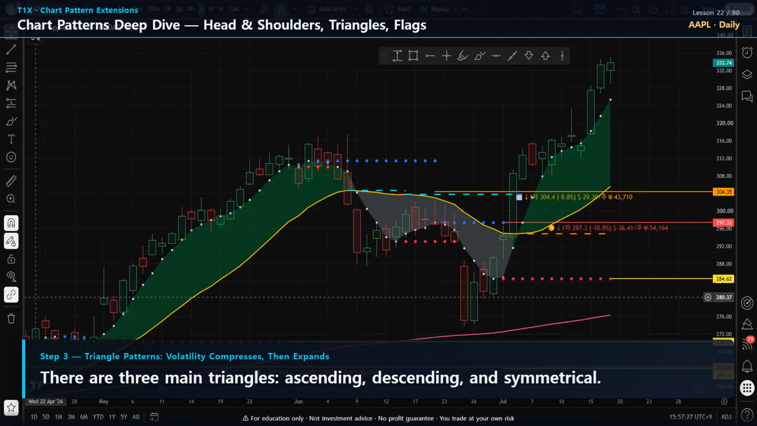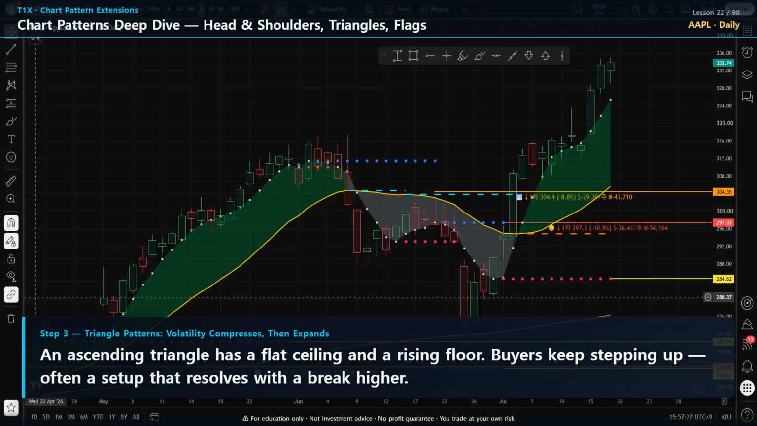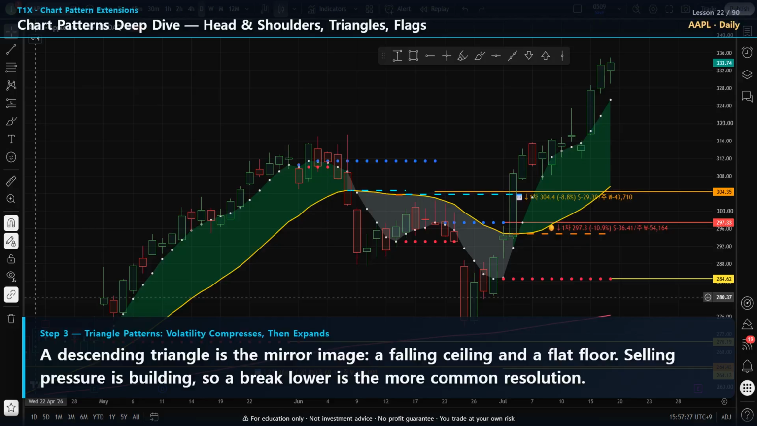There are 3 main triangles: ascending, descending, and symmetrical. An ascending triangle has a flat ceiling and a rising floor. Buyers keep stepping up, often a setup that resolves with a break higher. A descending triangle is the mirror image, a falling ceiling and a flat floor. Selling pressure is building, so a break lower is the more common resolution.